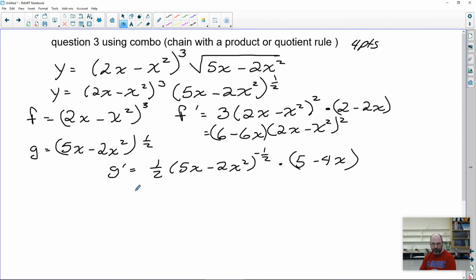Okay, and to reduce that one, I'm going to write it like this. 1/2 5 minus 4x times, and I can times this or put this on the bottom if I want, right? But I'll just leave it in exponent form because that's traditionally what I like to do.